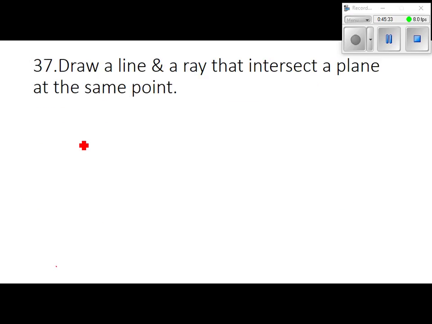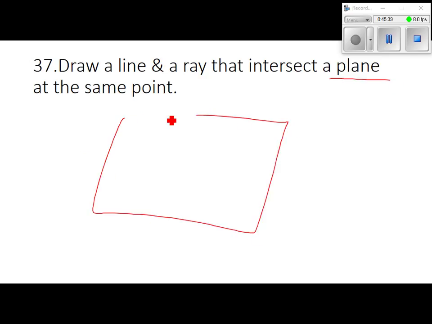37, draw a line and a ray that intersect a plane at the same point. First thing you're going to have to draw, and a lot of you didn't do it, draw a plane. So I got some plane that looks like this. Maybe we put a letter in the corner up here and call it plane M. Who knows? Doesn't matter. Didn't even have to name it if you didn't want. We want a line and a ray that intersect this plane at the same point. Well, what I would do, pick my point where they intersect, then I draw this. What's that dotted part tell us? That it goes through the plane. Then I got some ray. Maybe this ray comes up out of the plane. So we got our line, and they both intersect that plane at that same point. That's your picture.